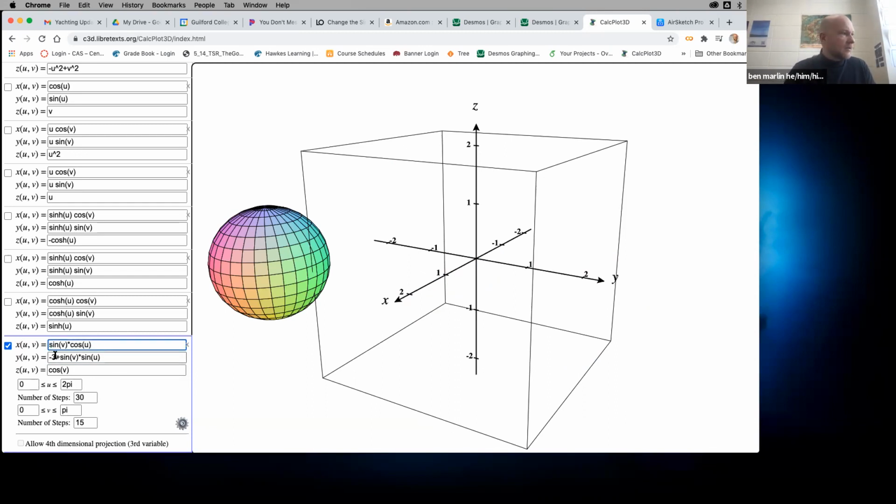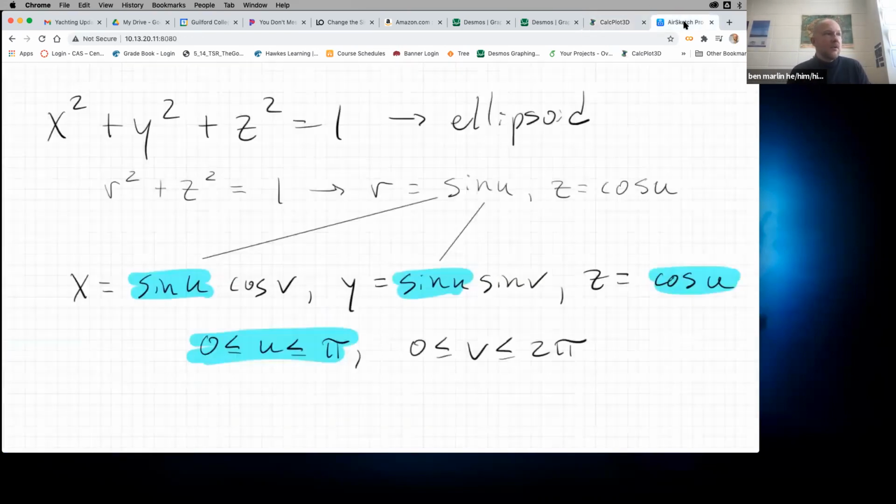Okay, so for our parameterization of elliptical sorts of things, the key is to put it into the standard form, which is to say quantity that's like x squared, a quantity that's like y squared, a quantity that's like z squared is equal to 1. And then to use some form of this parameterization to take the things that are being squared and set them equal to.